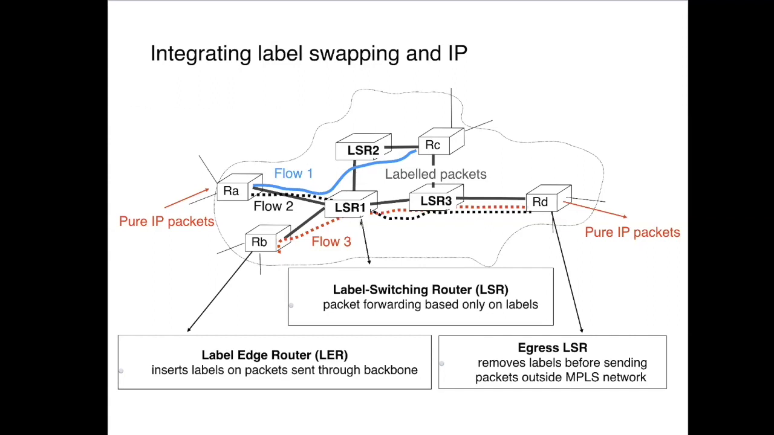Then you will have the routers in the middle, like LSR 2, 1, and 3, or RC in this case. And these routers only look at the label. They don't care about the IP address anymore. They only look at the label. And then, of course, at some point, the packet will reach the edge of our network and will exit our network. These routers will remove the labels so that we retrieve pure IP packets. We refer to them as egress LSR, LSR being a label switching router.